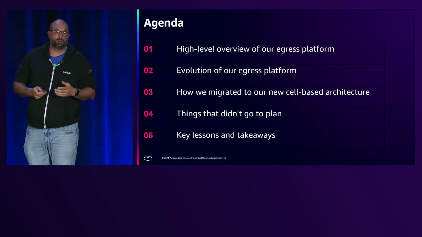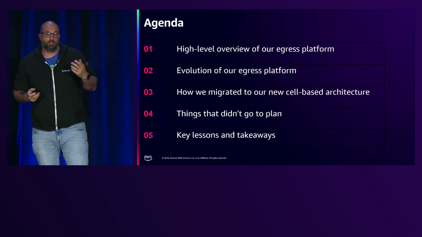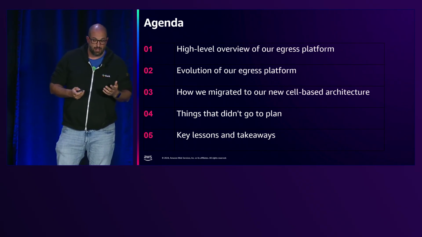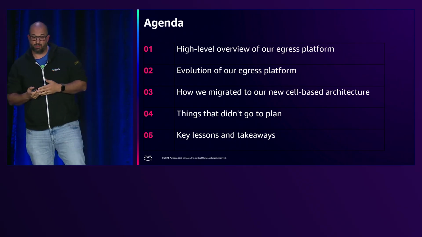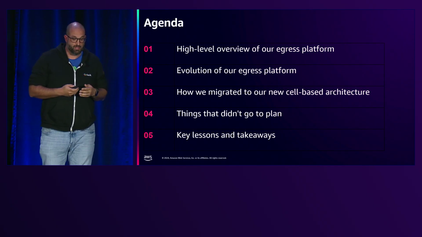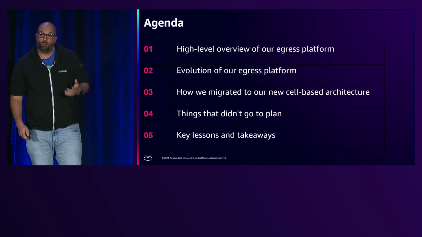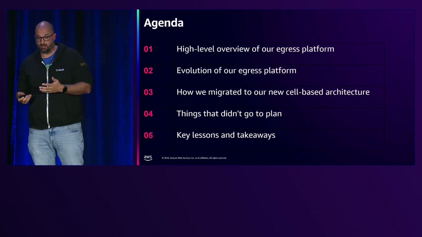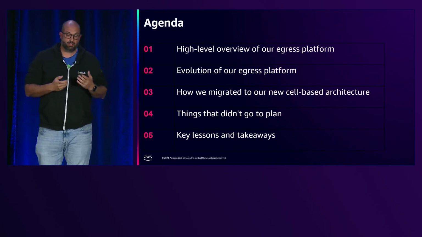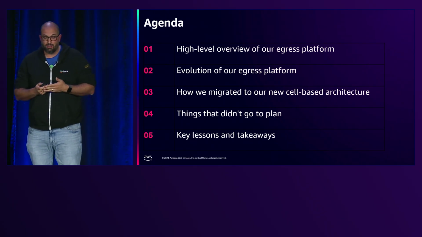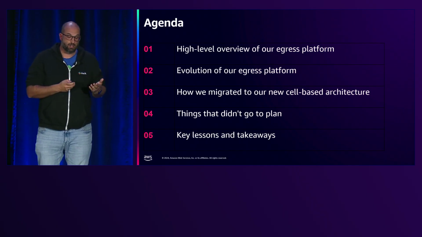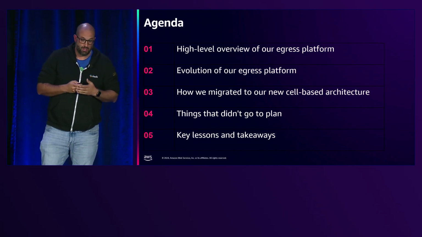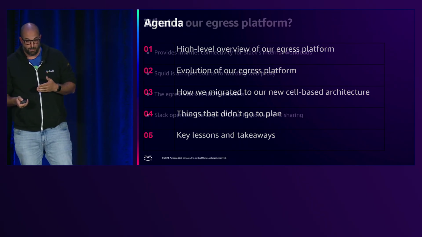Hi everyone, as Mahmood mentioned, I'm going to talk to you today about Slack's journey to cell-based architecture, focusing on our egress stack. I'm going to talk through some high-level topics, starting off with an overview of what our egress platform is and its evolution over the years. Then I'm going to talk about how we completed our migration from our existing infrastructure to our new cell-based pattern. Finally, I'll touch on some things that didn't go quite to plan, and then cover some key learnings and takeaways that hopefully help you on your journey to cell-based architecture.